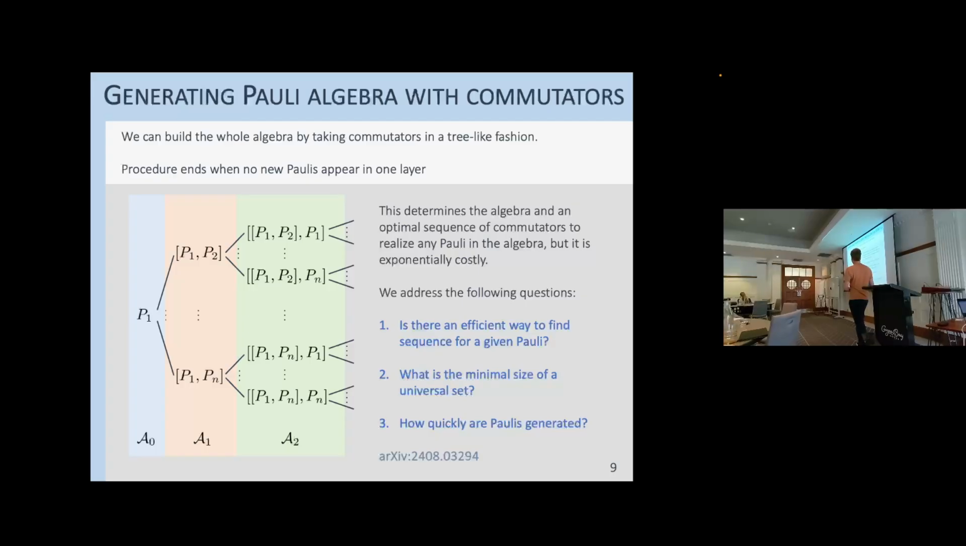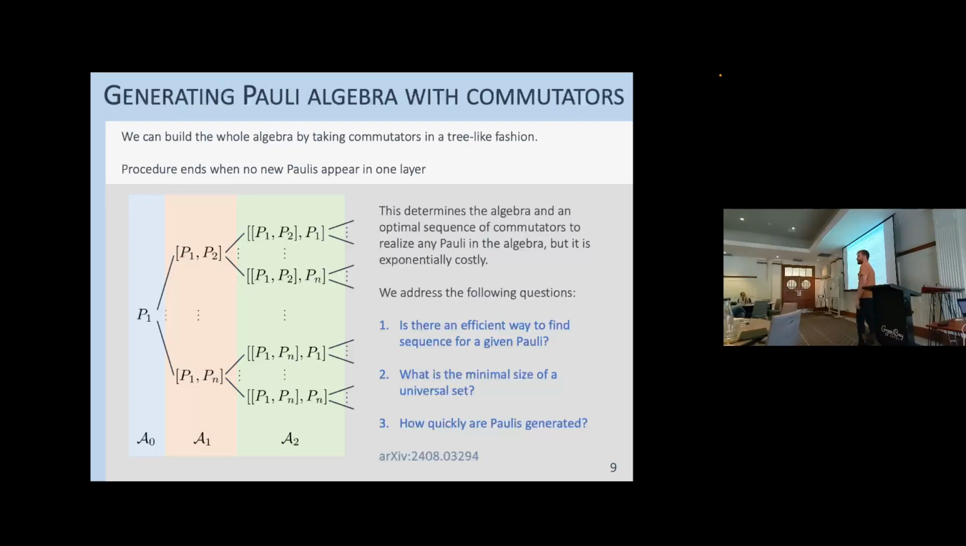And so doing this procedure, it determines the algebra, which is to say it tells you if it's universal. And also, every poly is going to appear in this tree, and every location in the tree specifies a sequence of commutators. And so it's going to tell me if I want Z2, how do I build it? Well, I follow the tree up. And also every poly is going to appear as early as possible, and so it actually gives you an optimal sequence of doing that. So that's great. But the problem is that it's exponentially costly to build this tree.